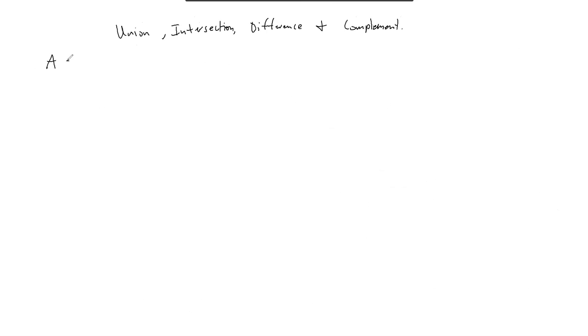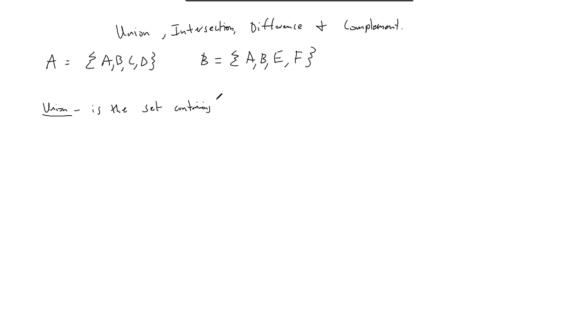So let's say we're given two sets. I'll do a set A, B, C, D is one set, and we'll call B another set, A, B, E, F. So the union is the set containing all elements found in A, B, or both A and B.